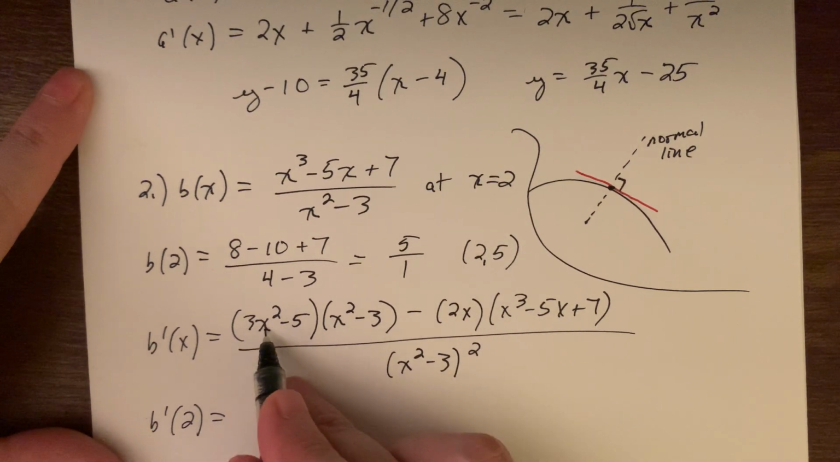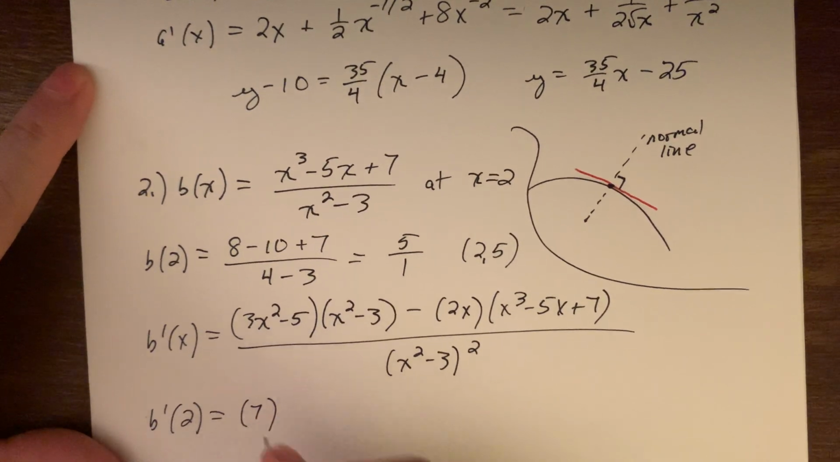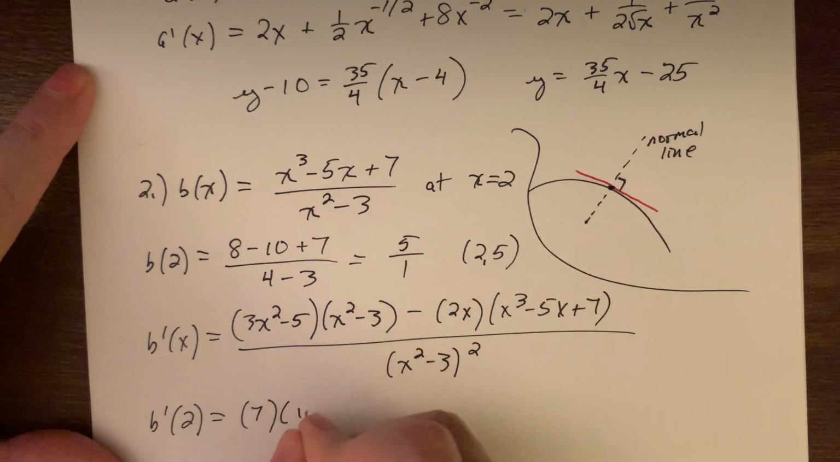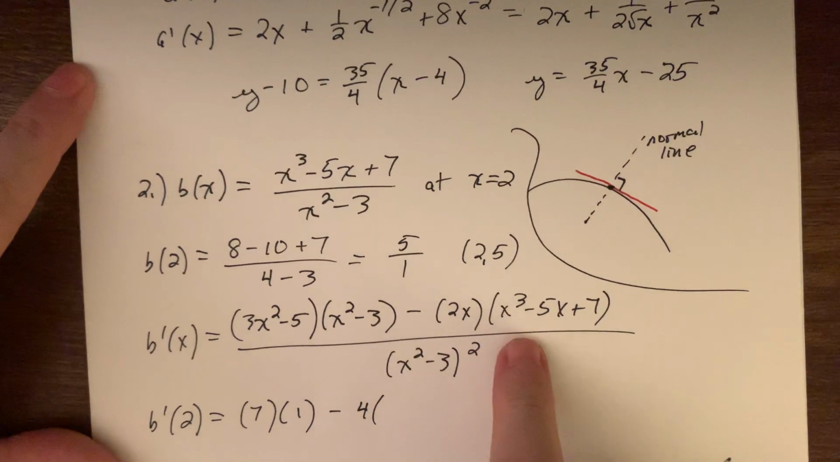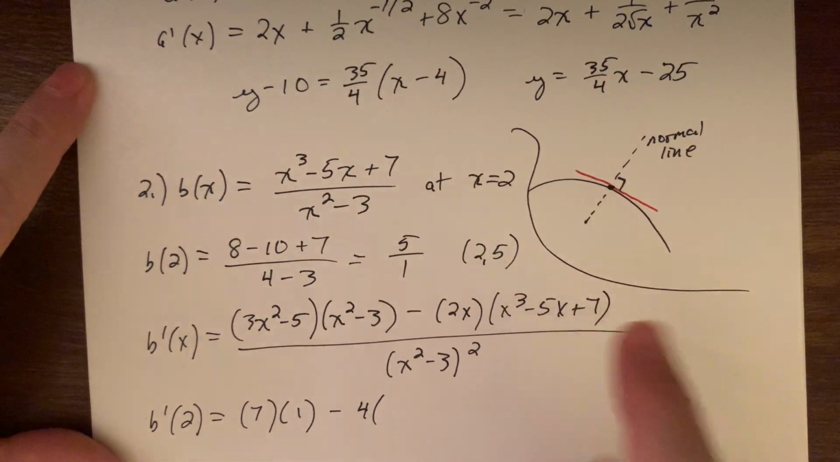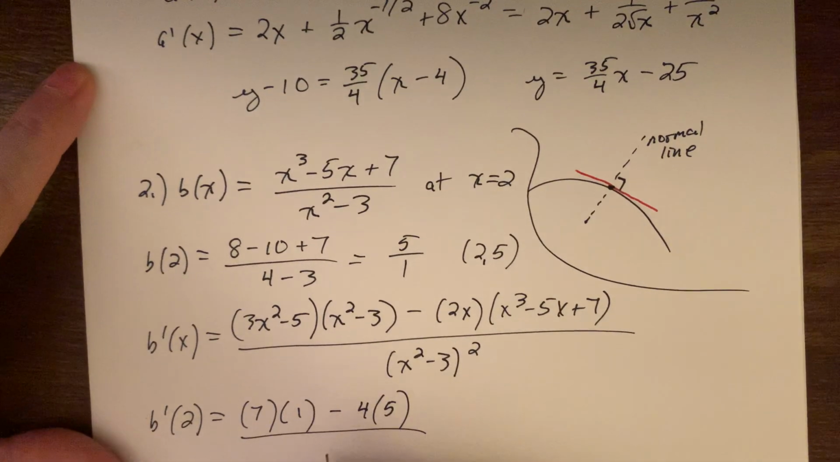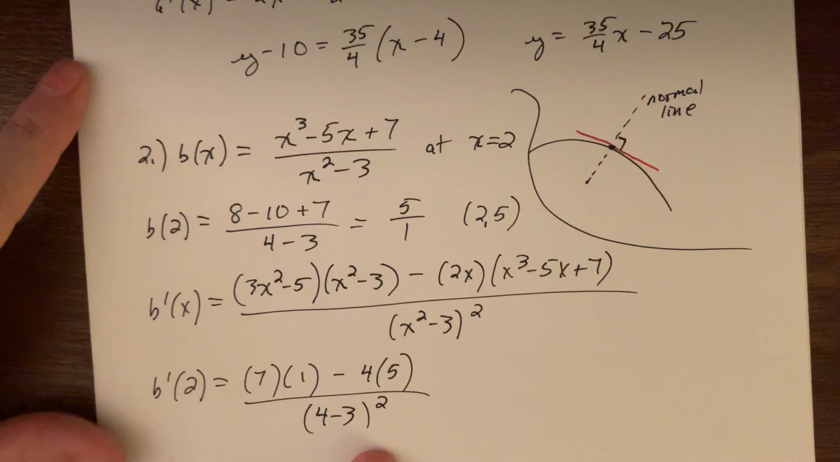Don't go 3 times 2 is 6, 6 squared. 2 squared is 4, times 3 is 12. 12 minus 5 gives me 7. 2 squared minus 3, 4 minus 3 gives me 1. Minus 2 times 2 gives me 4. 8 minus 10 plus 7 gives me 5. All over 4 minus 3 quantity squared.